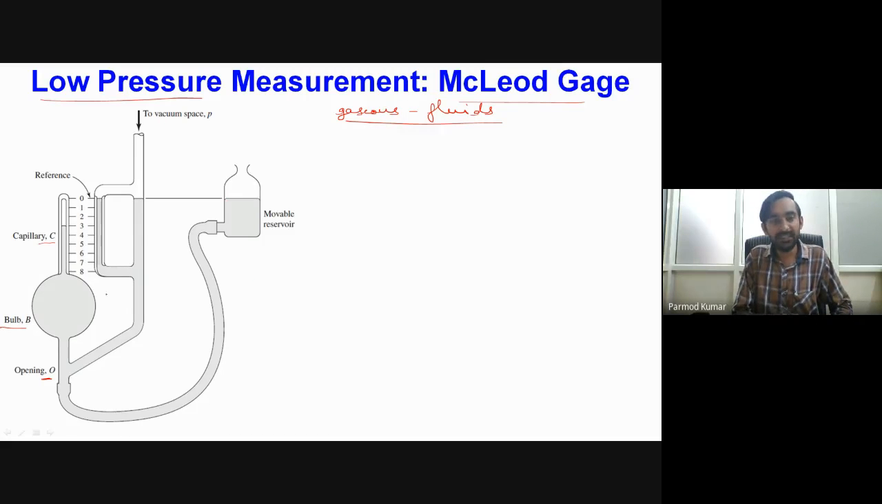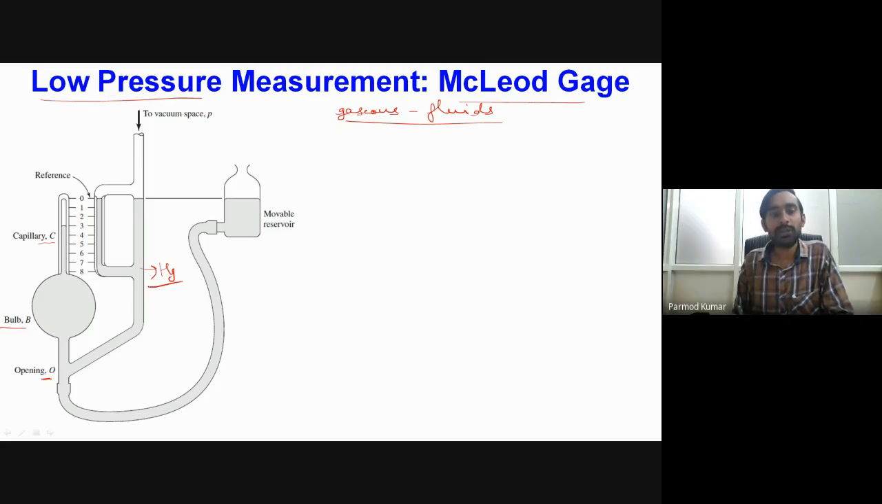And with this we have a movable reservoir. This movable reservoir helps us in the overall principle of the pressure measurement, and how, we will try to see over here. This movable reservoir plus the entire circuit is filled with some manometric fluid. Let us consider that in the present case it is filled with mercury.